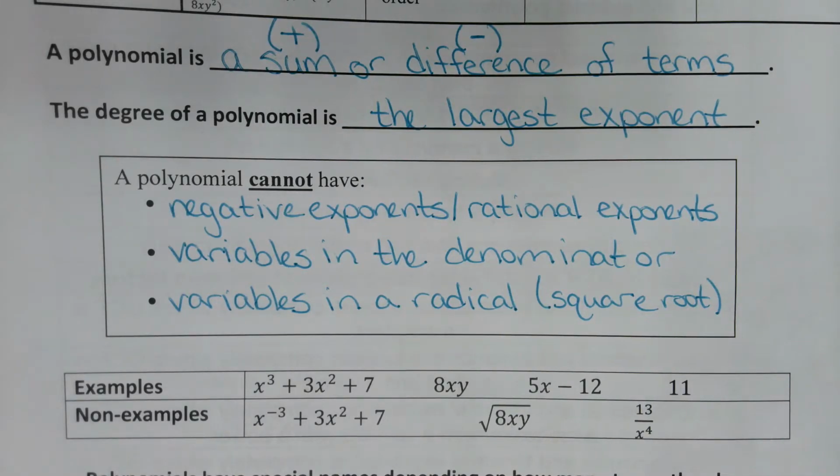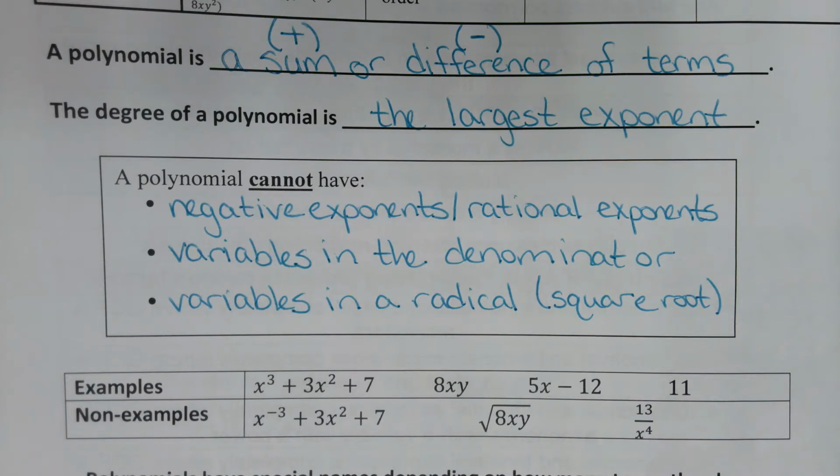For level 1, we need to review and introduce some new vocabulary. A polynomial is just the sum or difference of terms, so terms that are being added or subtracted together. A degree is the highest exponent. We need to remind ourselves that a polynomial cannot have negative exponents or rational, meaning a fraction or decimal exponents.